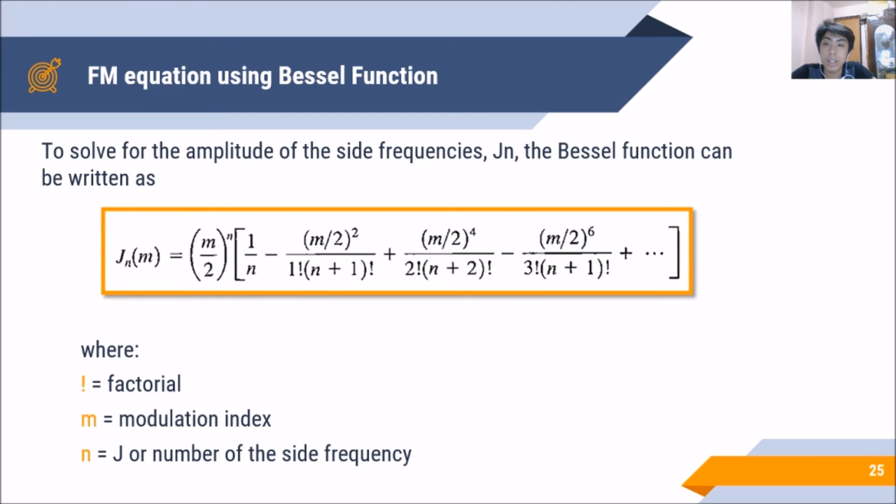So, to solve for the amplitude of the side frequencies, Jn, the Bessel function, can be rewritten as this. The exclamation mark there is the factorial, m equals the modulation index, and n equals the J or number of the side frequency.